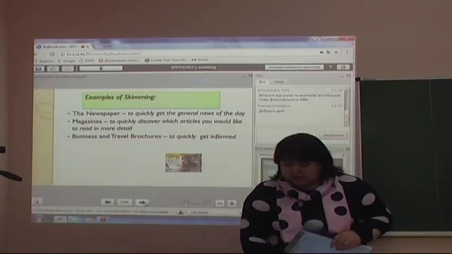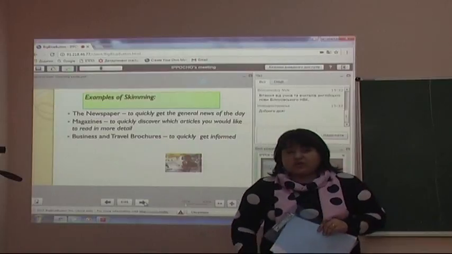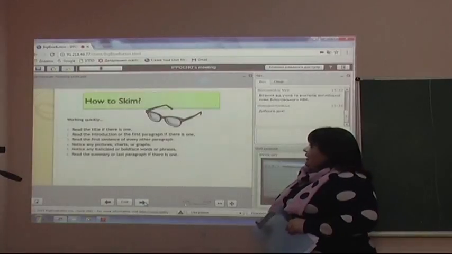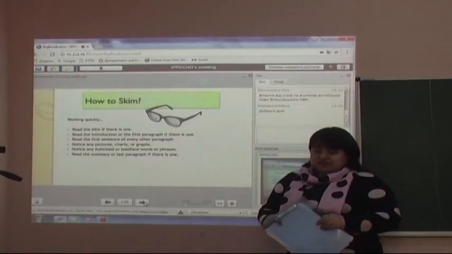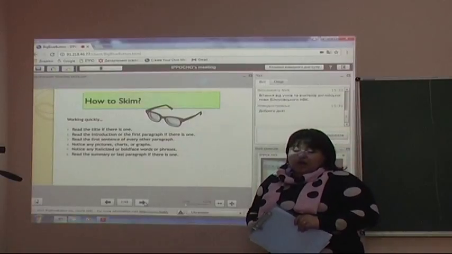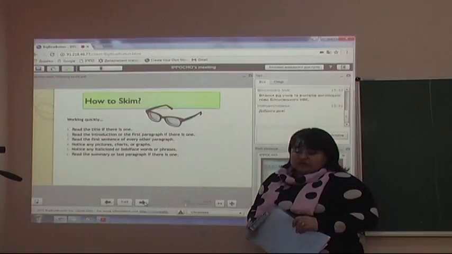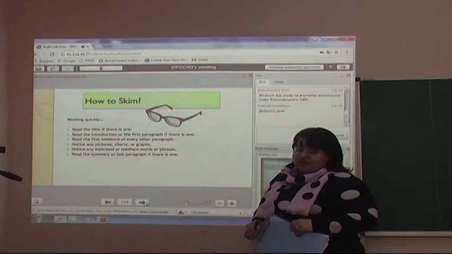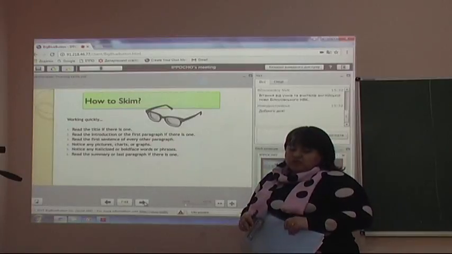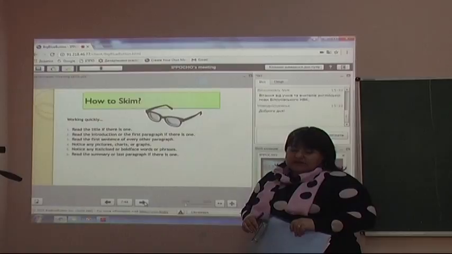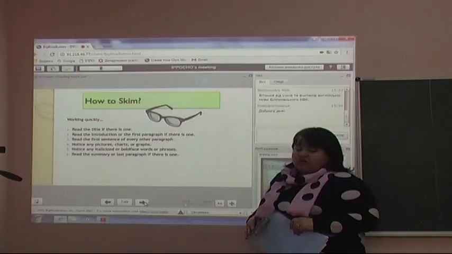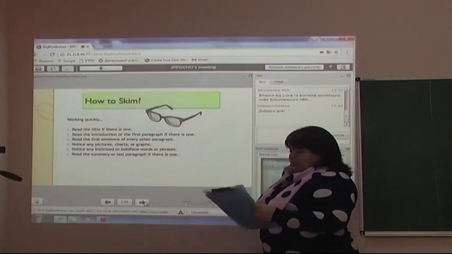This also, there is a question, how to do it, how to skim. Working very quickly. Read the title if there is one. Read the introduction or the first paragraph if there is one. Read the first sentence of every other paragraph. Notice any pictures, charts or graphs. Notice any italicized or bold-faced words or phrases. Read the summary or last paragraph if there is one.